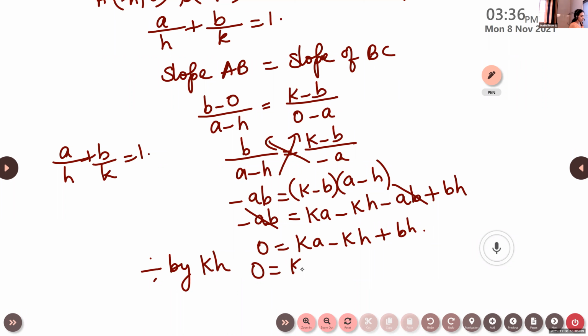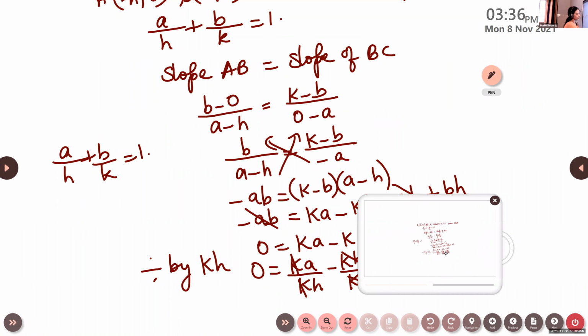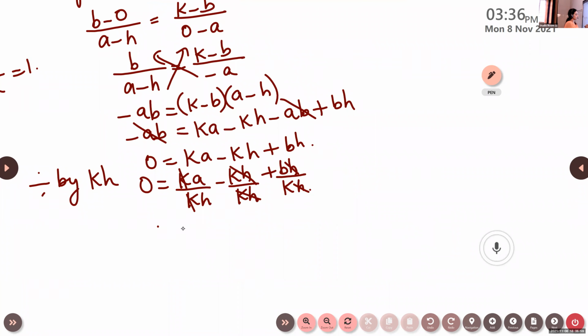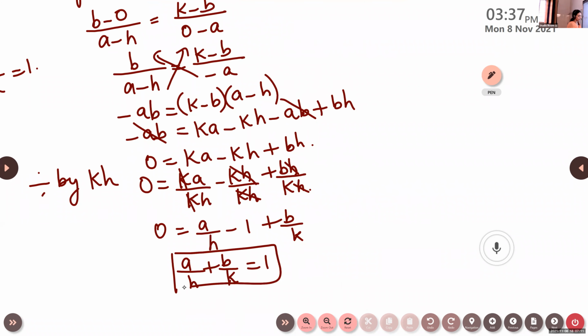So 0 is equal to KA by KH minus KH by KH plus BH by KH. So now here K will get cancelled, KH will get cancelled, H will get cancelled. Therefore, we will get 0 is equal to, check whether you are getting the answer, A by H minus 1 plus B by K. So if you rearrange the terms, you will get A by H plus B by K is equal to 1.